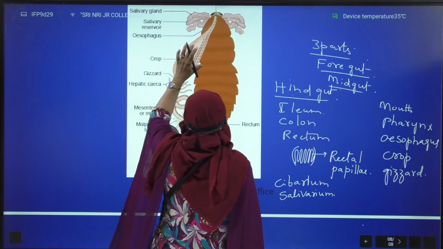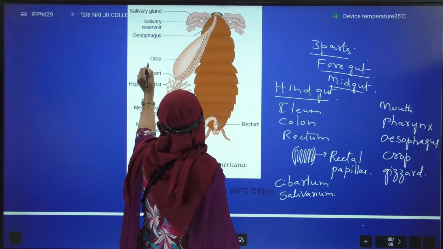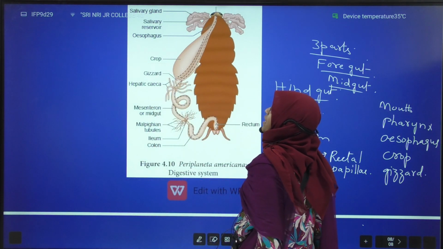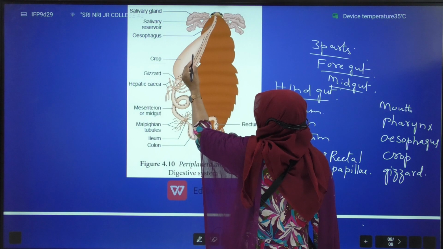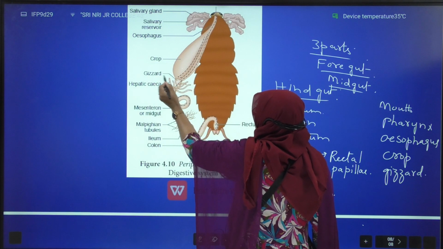Crop is a thin-walled distensible sac which is useful for storage of food materials. Next, crop leads into gizzard.